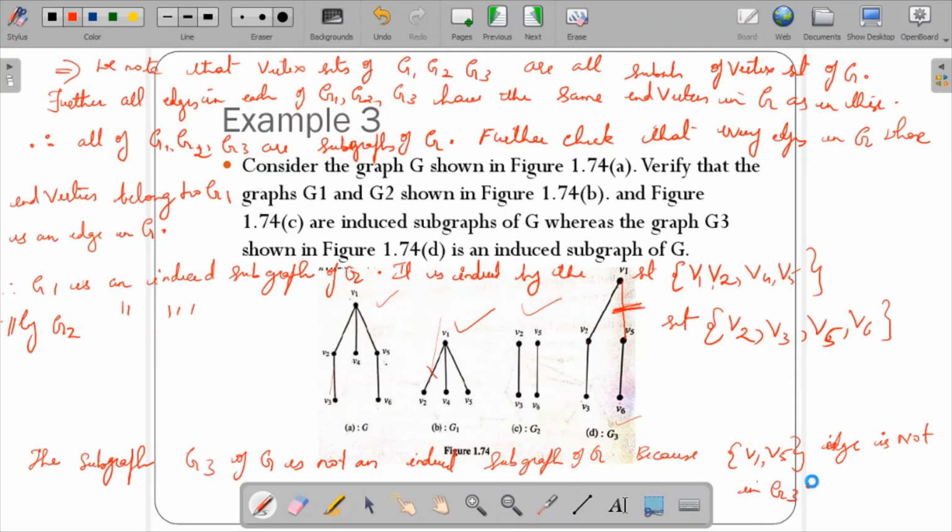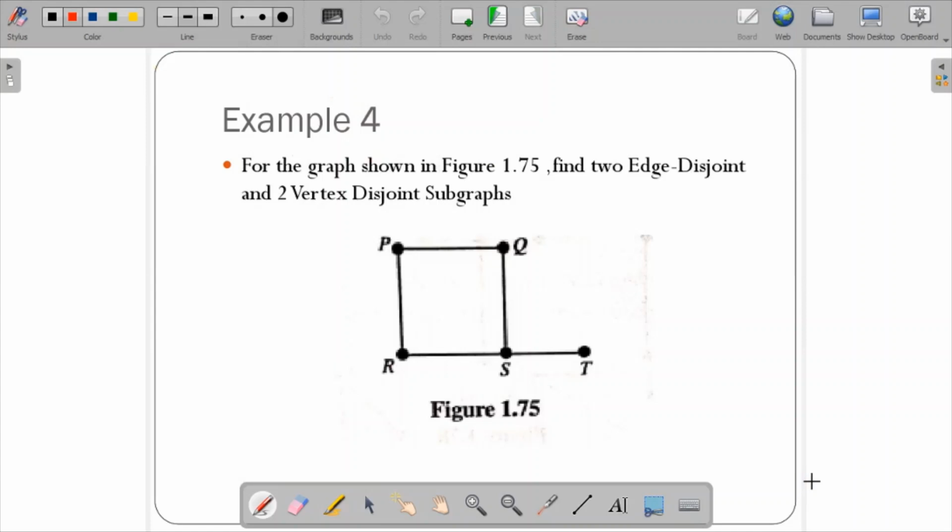Let us solve example 4. Here he has told us, for the graph shown below, find two edge disjoint and two vertex disjoint subgraphs. So you know what edge disjoint is. There should not be any common edge, and for vertex disjoint, there should not be any common vertex as well as common edges. So the two edge disjoint subgraphs I'll be drawing over here.